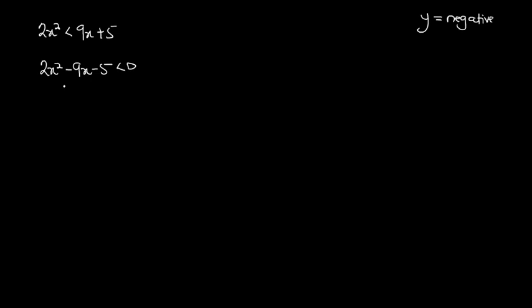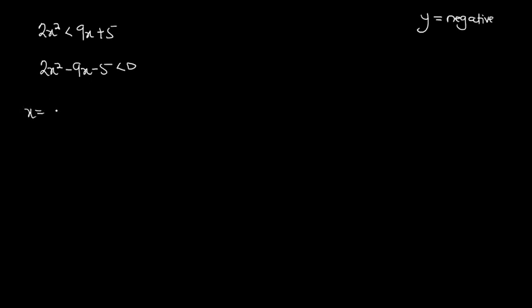Okay, so from here I need to factorize this. Now 2 multiplied by negative 5 will give me negative 10. Which two numbers will I multiply to get negative 10 but add to get negative 9? We don't necessarily have any two numbers that can easily give us that. So we are going to be using the quadratic formula to solve this.